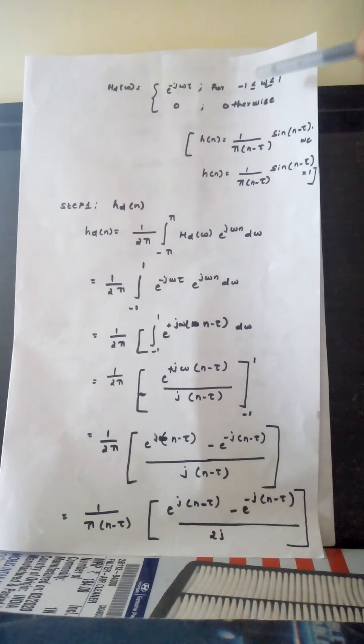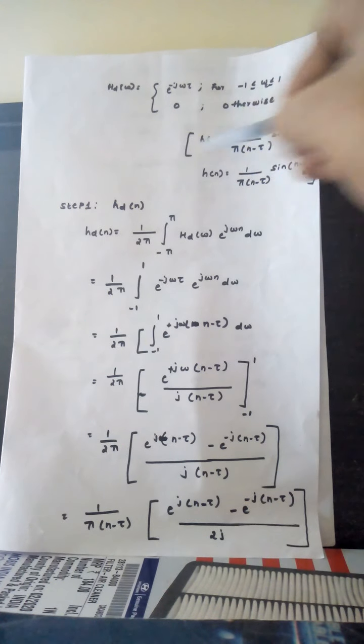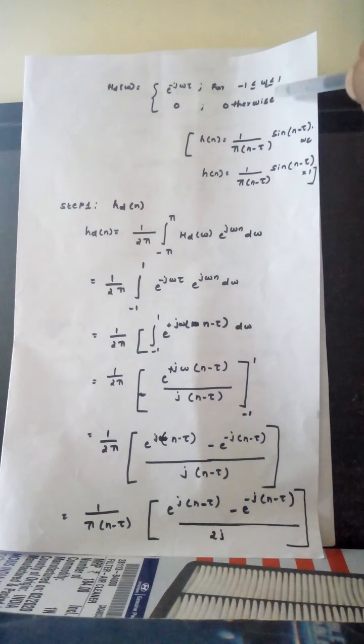Here they have given the omega c value as 1 radian per sample. So mod of omega varies from the minus value to the plus value, so minus 1 to plus 1. Other than that all the values will be 0. If the desired frequency response is in this form, we can directly write the answer, but we can also remember this as the answer.